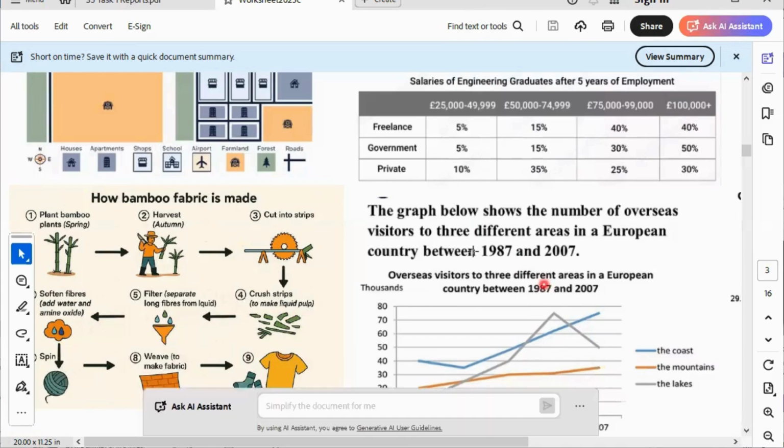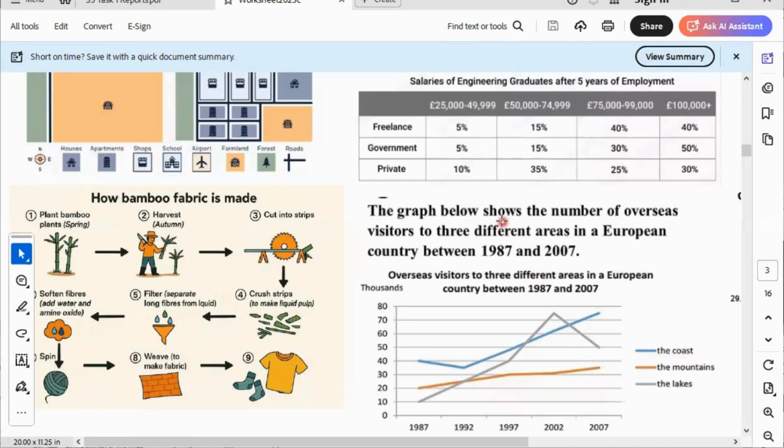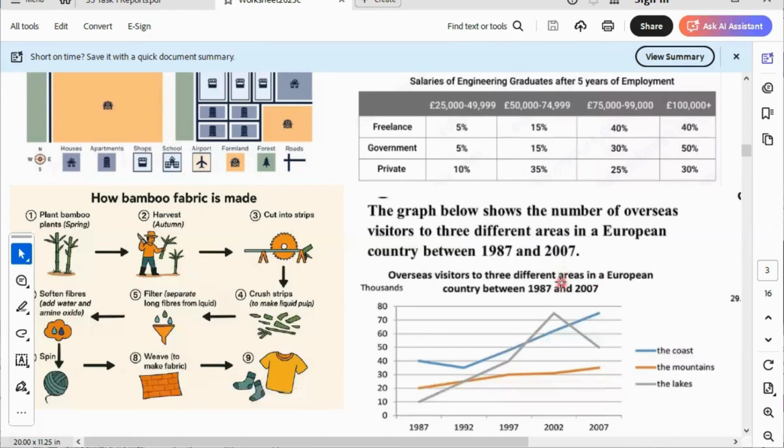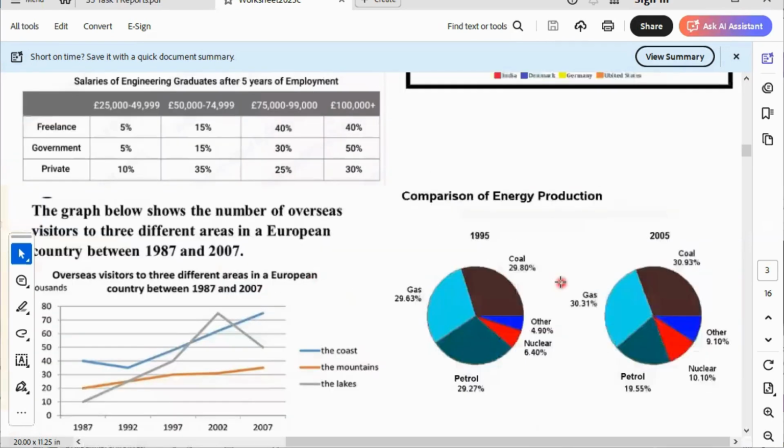Then you have line graph. The next one here, the graph below shows the number of overseas visitors to 3 different areas in a European country between 1987 and 2007. So we have a line graph. So you have to write a report based on this line graph. This is another type of question that can show up. Then we have pie charts. This is a pie chart question.